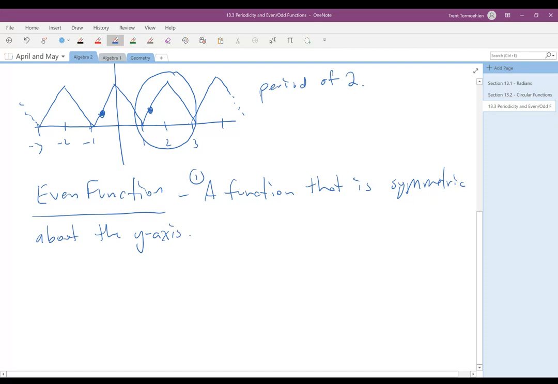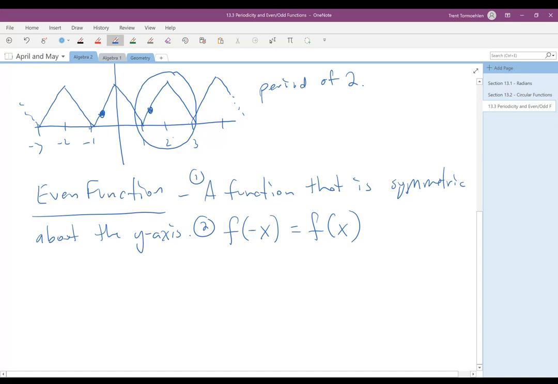Right? So if it's symmetric about the y-axis, meaning the left side of the y-axis is the same as the right side of the y-axis, we call that an even function. And then it also has an algebraic definition: an even function is one where if I put in a negative value of x, the opposite value of x, it gives me the same answer as if I put in the positive value of x, right?